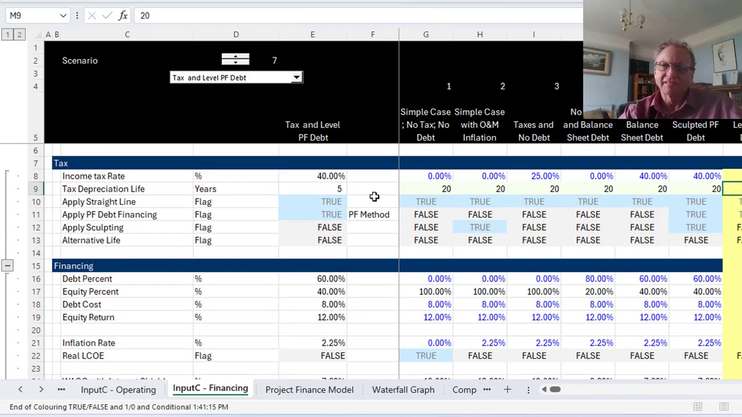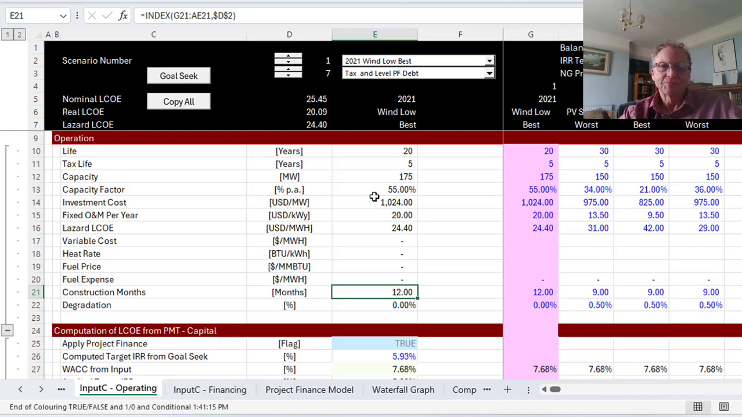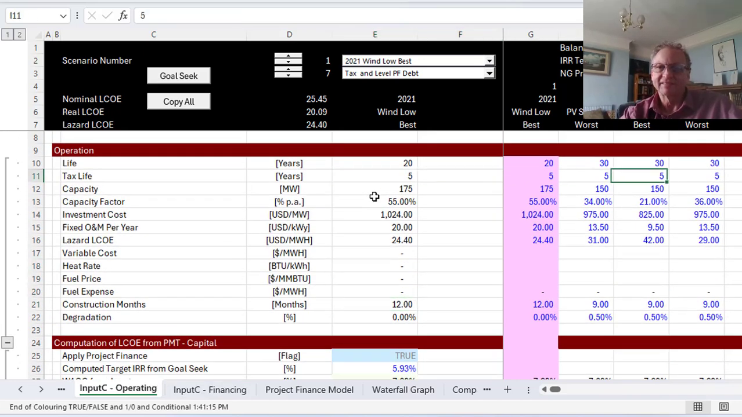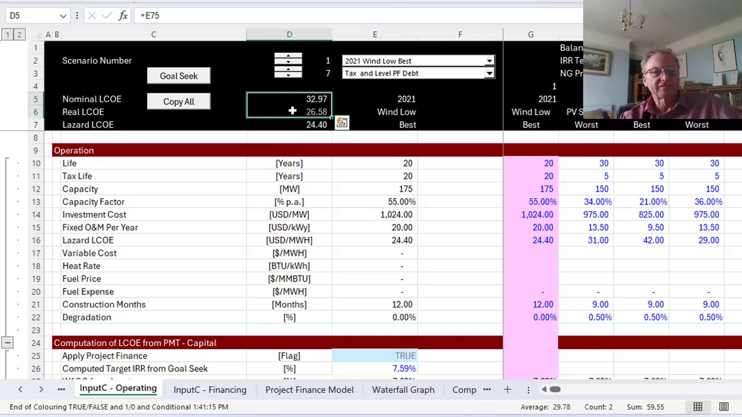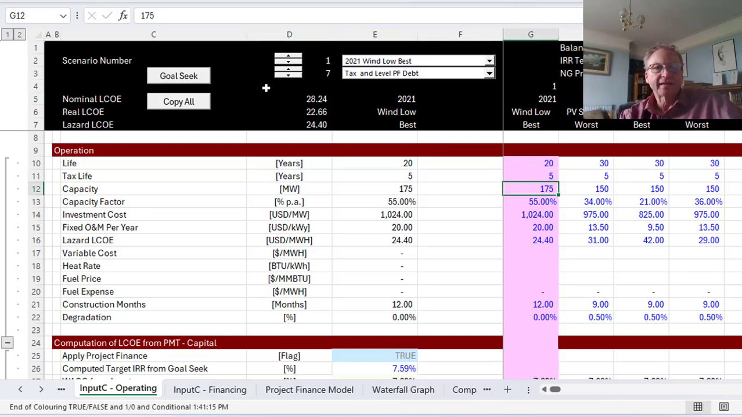This I can still put 20, and I made kind of a mess of that. This tax life is the one that's different. So if we put the tax life here to be 20, excuse me, then this IRR test doesn't work. And this is a goal seek. I'll take you through that in the next video. But here with 20, we have the LCOE to be 32, and with 5, I have it to be 25.